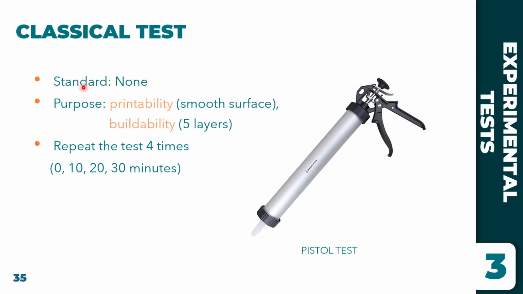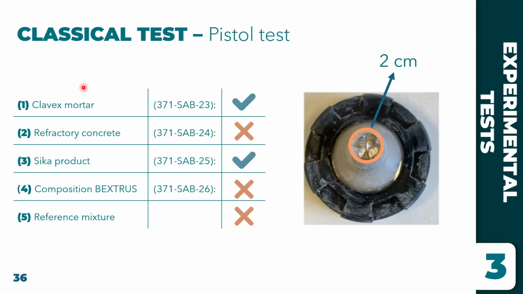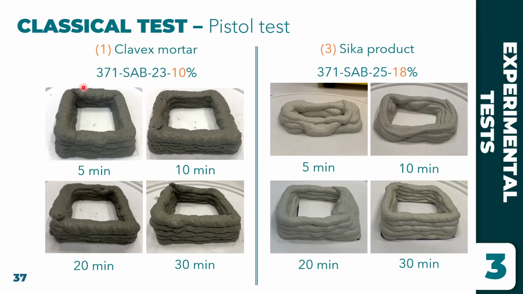The next test I will introduce here is the piston test. The purpose of this test is to test the printability and the buildability of the mixture. I also repeat it this time, and unfortunately, with the limitation of the diameter of the nozzle, I cannot perform this test on all the mixtures I have. Thus, only Caloric mortar and the Sika product can be printed because of the small aggregate. So here I just show the test of them, and I show the behavior of it.